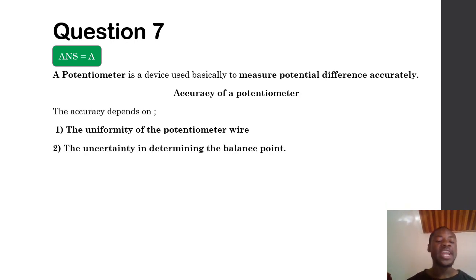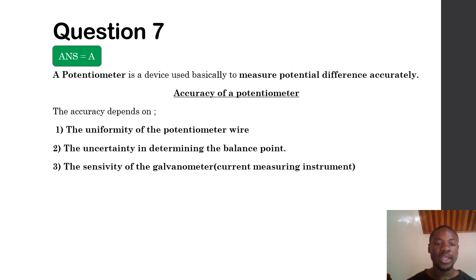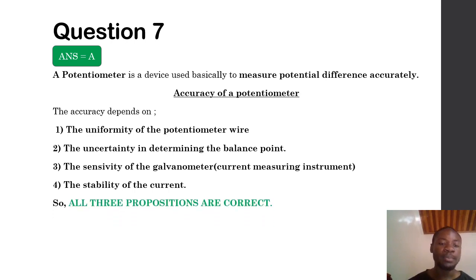2. The uncertainty in determining the balance point. 3. The sensitivity of the galvanometer, in brackets, it is a current measuring instrument. 4. It also depends on the stability of the current. And from all the propositions, we see that all three are correct. So the answer will be A.